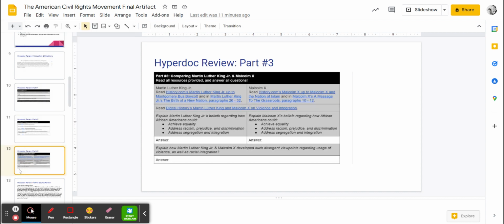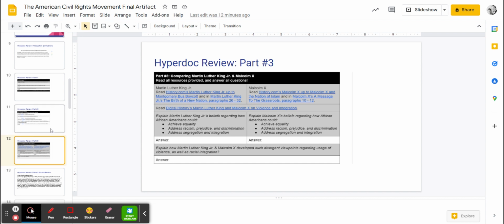In part three of the hyperdoc here, I have a comparison of Martin Luther King Jr. and Malcolm X. I have their history.com bios, which I think do a really good job of showing how their early life experiences shaped their beliefs and values, as well as speeches that they gave, as well as that digital history lesson from module 2 or 3 that I thought was really fantastic. And then I just asked students to look at how their beliefs regarding equality, racism, prejudice, discrimination, segregation, and integration differ, and how those viewpoints could have become that different.